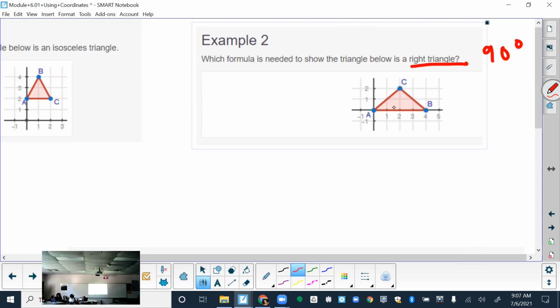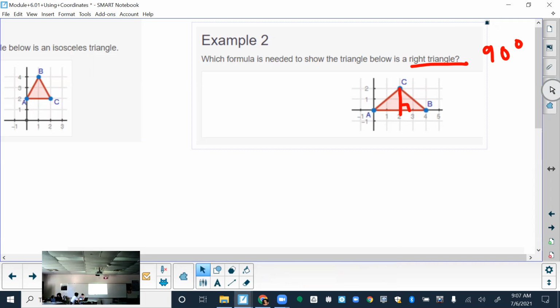So to figure out that there's a 90-degree angle, say right here, it's not shown in the picture, we're trying to figure it out. What you can do is use slope. And that's on page 2 that we talked about, if you want to look at it real quick.